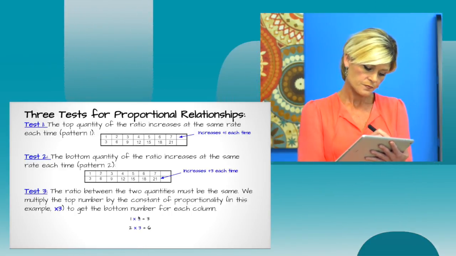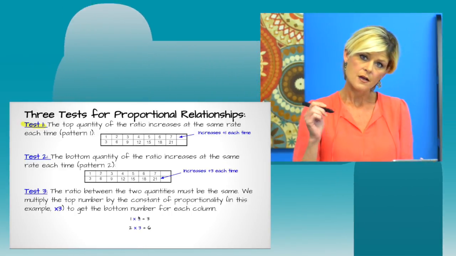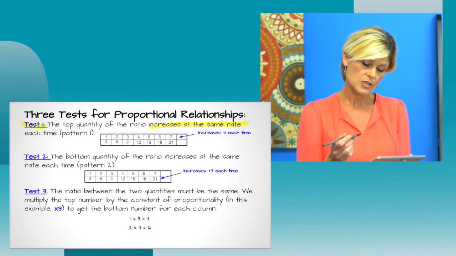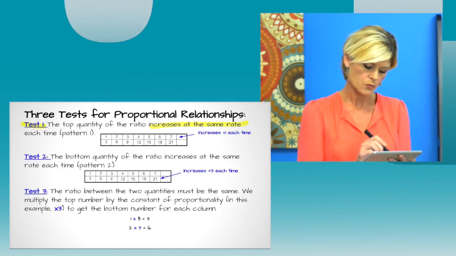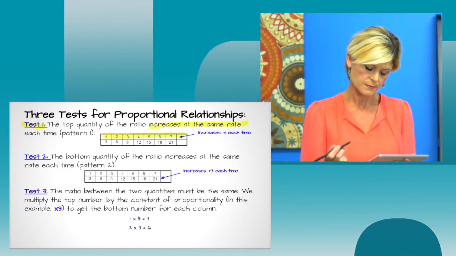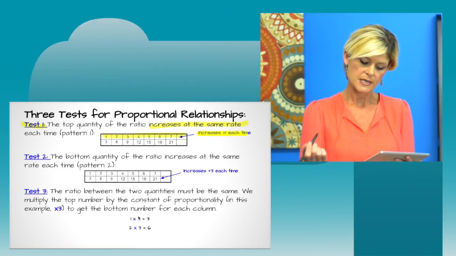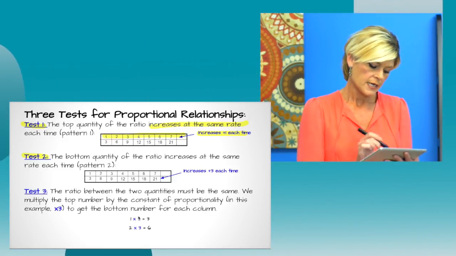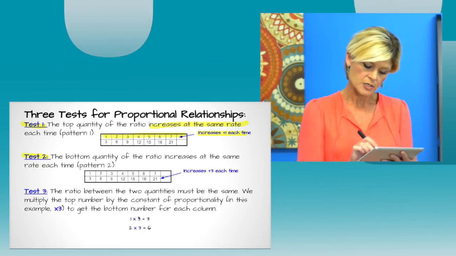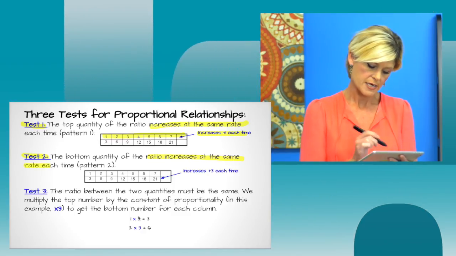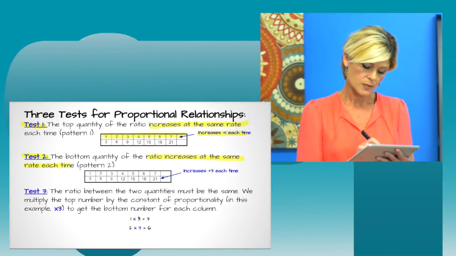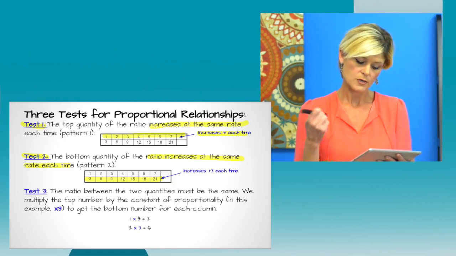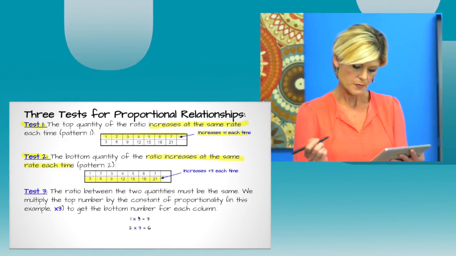Test 1. The top quantity of the ratio increases at the same rate each time. Basically what we saw in pattern 1, the 1, 2, 3, 4, 5, 6, 7. And here's what I wrote. That increases by 1 each time. Test 2 is that the bottom quantity of the ratio increases at the same rate each time. That row increased by 3 each time. 3, 6, 9, 12, 15, 18, 21, I'm sorry.